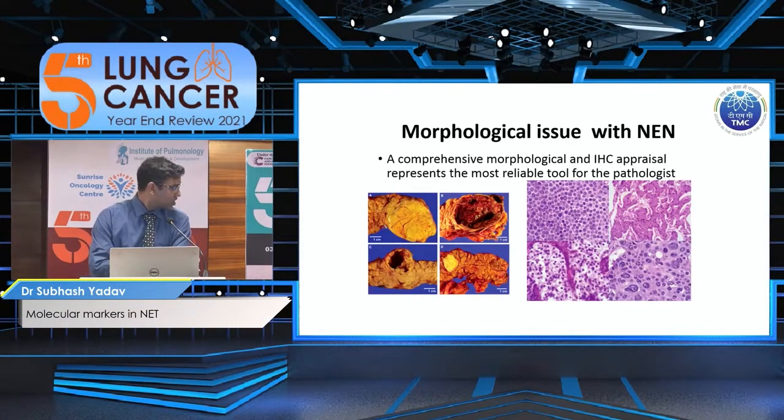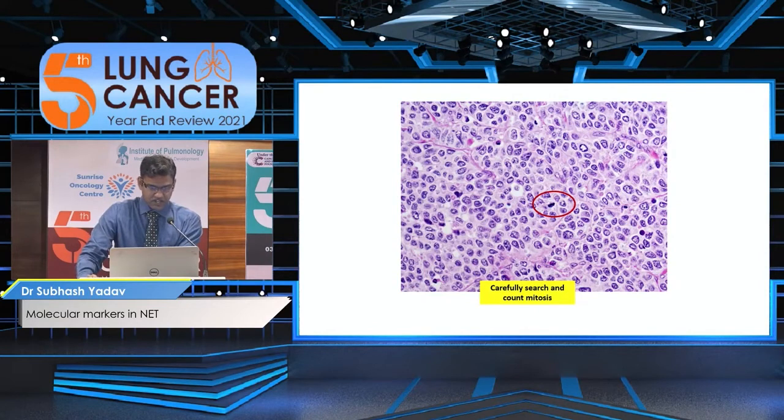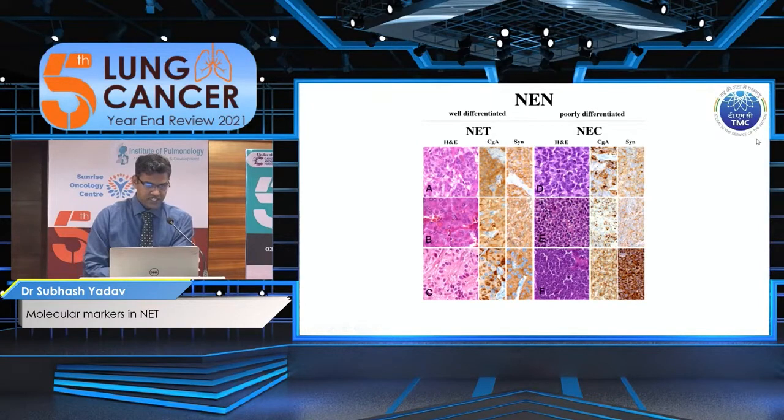Again, this is how morphology can be solid, cystic, and the patterns as we described can be variable. So we have nests, glands, a sheeted pattern. We have to carefully look for mitosis because it drives the classification as per the number of mitoses per 2 millimeter square. And these are the new immunohistochemical markers like chromogranin, synaptophysin.